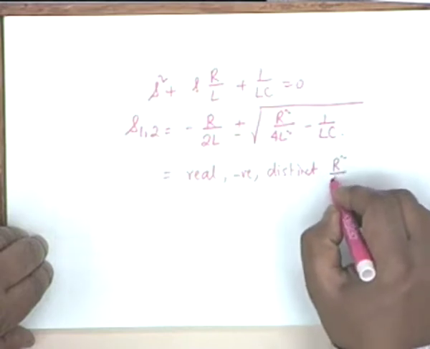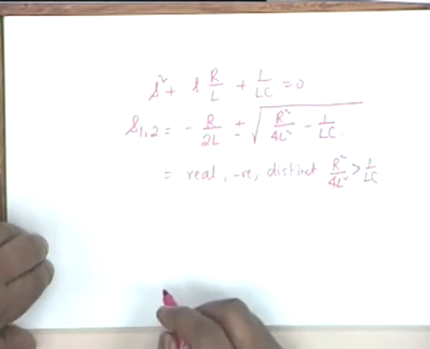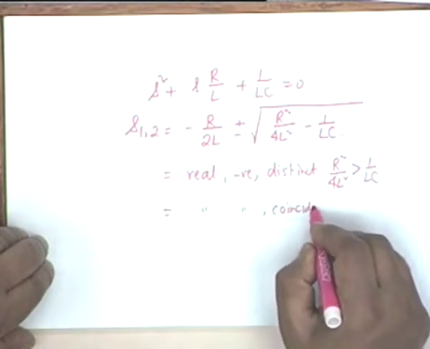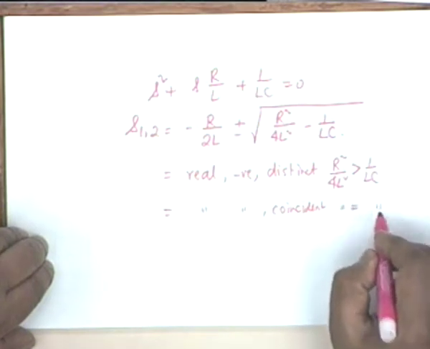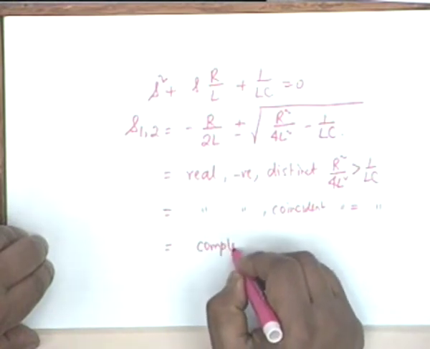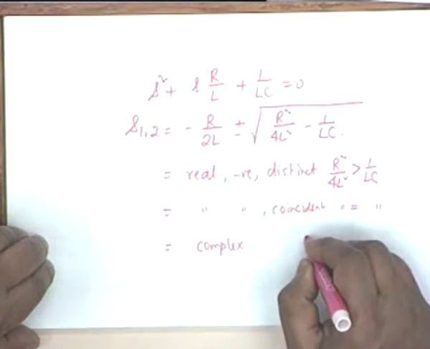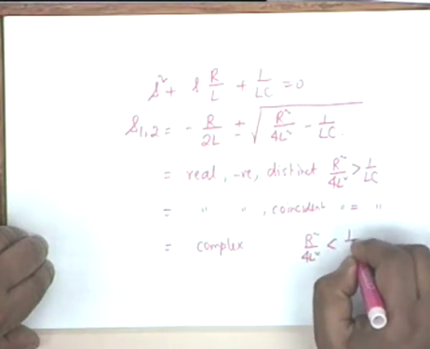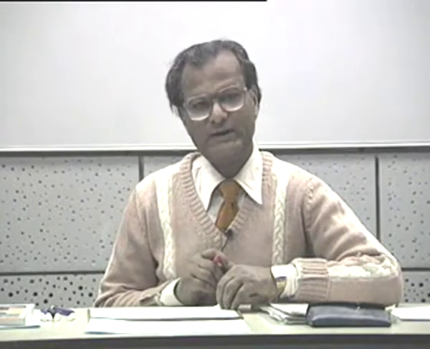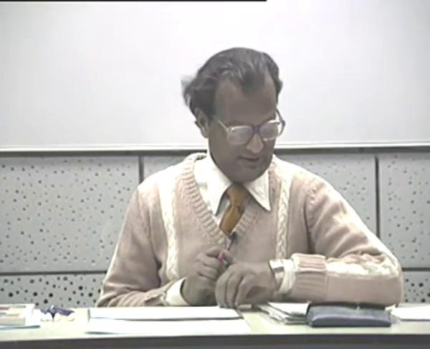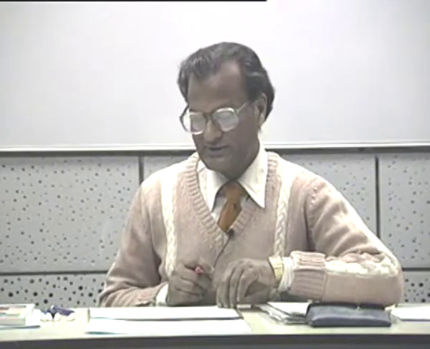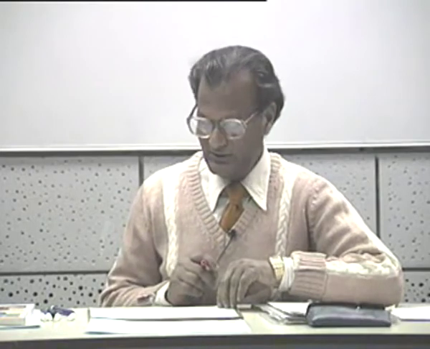If R squared by 4L squared is greater than 1 by LC, they would be real, negative, distinct. If these two are equal, they would be real, negative, coincident. And they would be complex if R squared by 4L squared is less than 1 by LC. All right. So there are three distinct cases, and depending on what the cases are, the solutions for the natural response shall also be different.